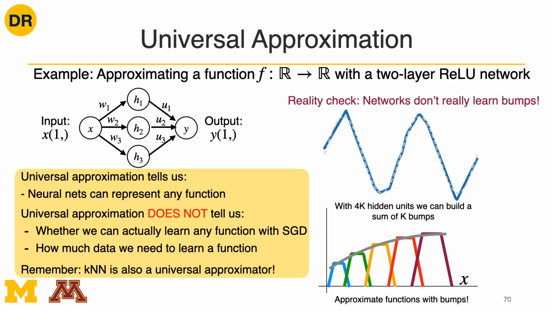For KNN, how do we know that we can approximate? Similar properties, right? If you think about the data, if you have large amounts of data, it's basically memorizing everything, so you should be able to approximate. That's why it's called a universal approximator.